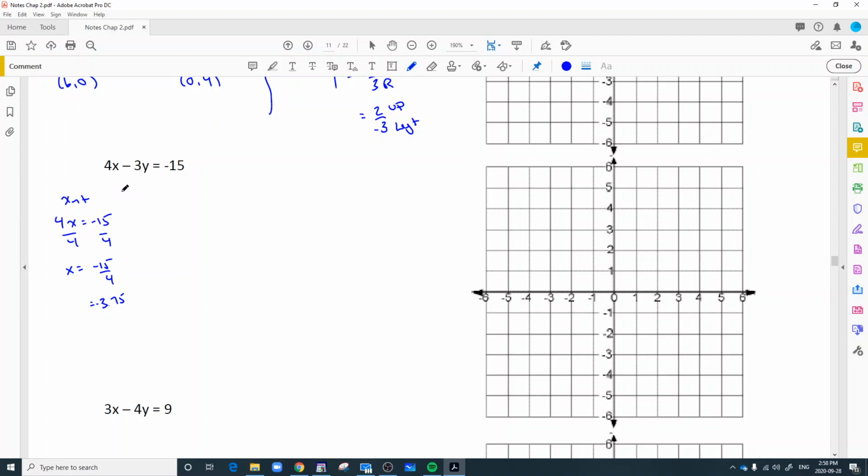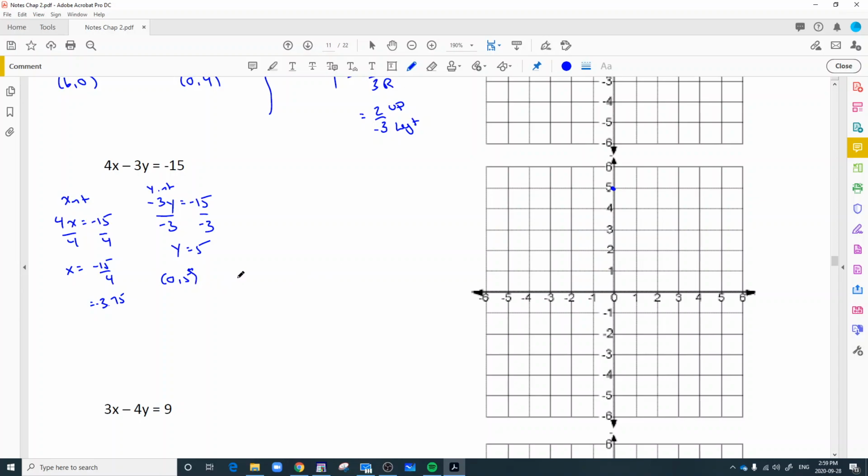So here's one where I don't like the intercept method because I didn't get a good x-intercept. Maybe I want to find the y-intercept still. I can find the y-intercept by letting x equal 0. So negative 3y equals negative 15. Divide by negative 3. I get y equals 5. That's a great point. (0, 5) is a point that I would plot. But it's not enough to graph. So I have another option.